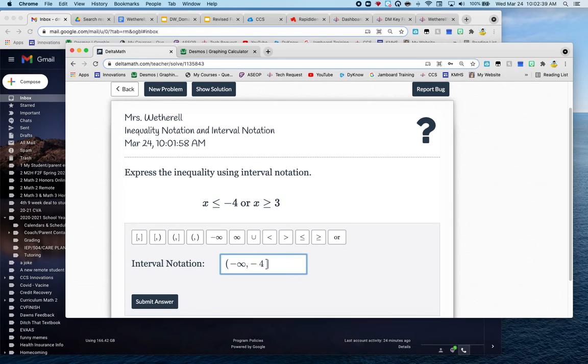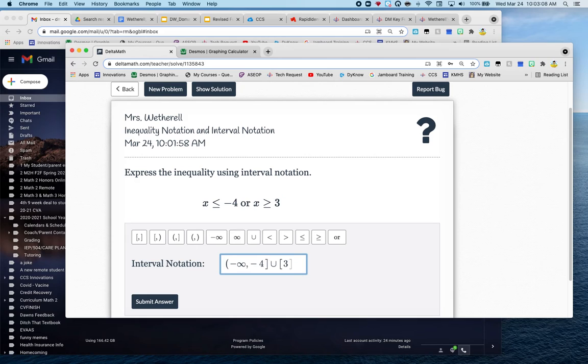If you use your keyboard arrow keys, you can get that in there. So there's my first interval, meaning that all x's, going on forever, are less than or equal to -4. Select this, and I'll use my union symbol. Again, I could use the word or if I wanted to. And x's are going to go greater than or equal to 3. So if they're greater than or equal to 3, I use my bracket 3.